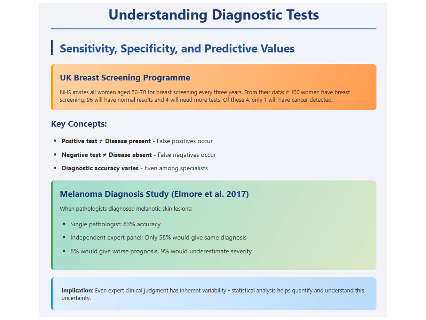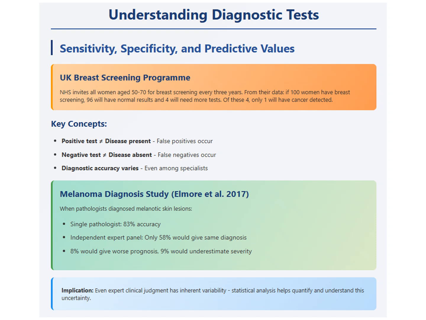When pathologists, medical doctors who specialize in diagnosing diseases from tissue samples, looked at melanotic skin lesions, only 83% were accurate when compared to an expert panel. But here's the really surprising part. When an independent expert panel looked at the same cases, only 58% would give the same diagnosis as the original pathologist. In 8% of the cases, they would give a worse prognosis. And in 9% of the cases, they would underestimate the severity.